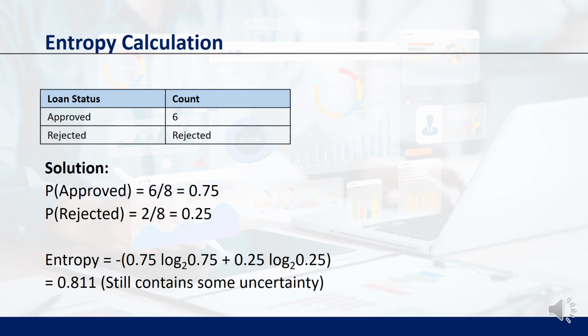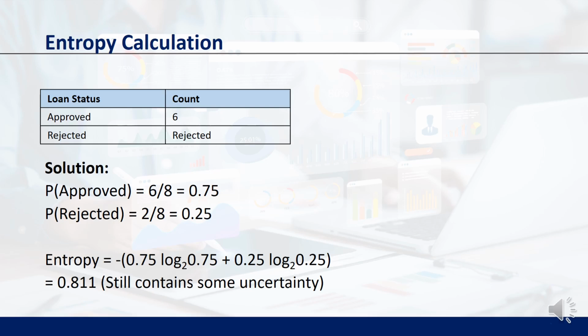Entropy is the negative of 0.75 log base 2 of 0.75 plus 0.25 log base 2 of 0.25. When we calculate this, we obtain approximately 0.811. What does this value mean? It tells us that the node still contains some uncertainty. It is not completely pure because we have both approved as well as rejected records.